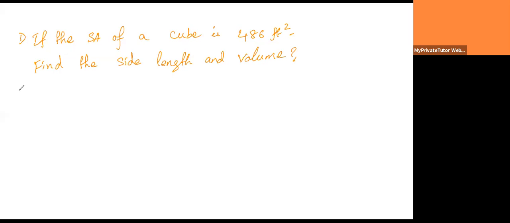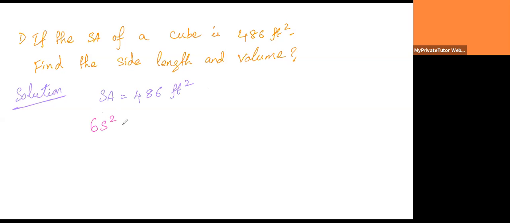So can anyone suggest how to solve this? What is the first step? Any idea where we need to start here? You don't know. Okay. Here, the surface area is given. Just write down the given data, which is surface area 486 square feet. What is the formula for the surface area of a cube? 6 times side squared. I hope you agree with me.